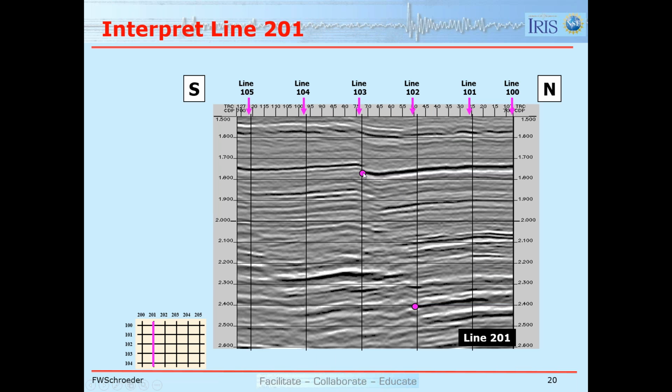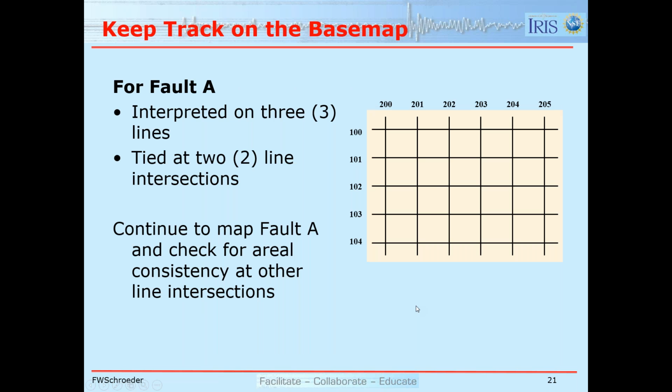Now we can look at line 201. We have a fault intersection at this position on line 103. We have a fault at this position on line 102. And so we can interpret line 201, making sure that at the intersections the fault has the same two-way time, which is a proxy for depth, we are ensuring that our interpretation is spatially consistent.